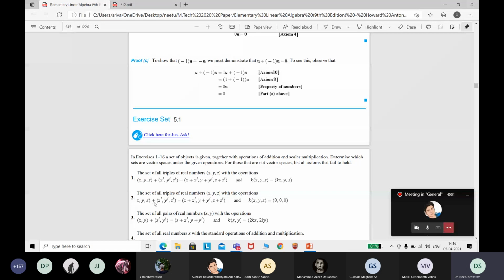Please try these questions, and I'll tell you: for question number 1, when you do 1.u, it will satisfy, but the rest you just check. In question number 2, when you do 1.u, it will not satisfy, so it is not at all going to be a vector space. In case of 3, just check 1.u. 1.u is (2x, 2y). Yes, you have to show all the 10 axioms, just I'm telling you.